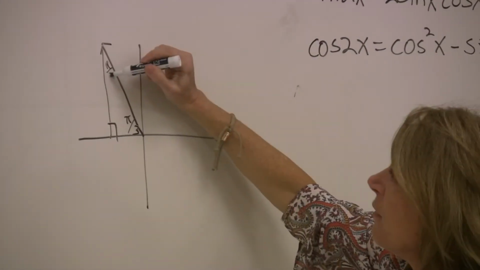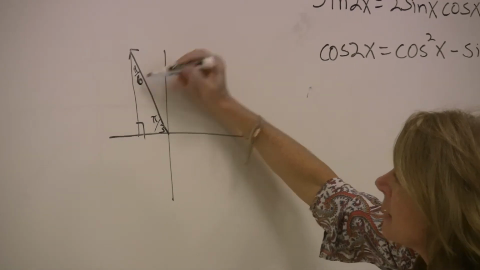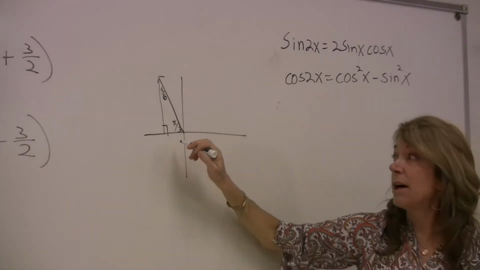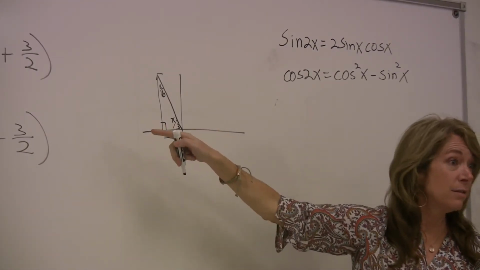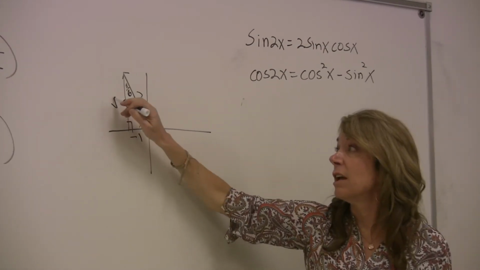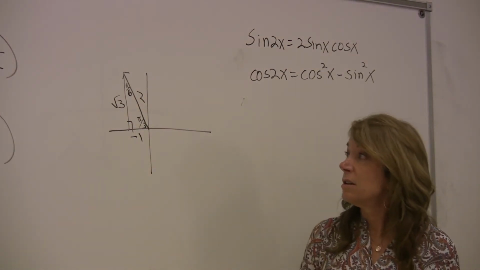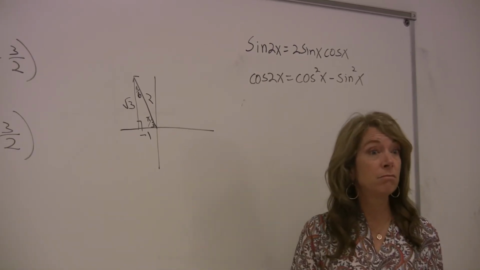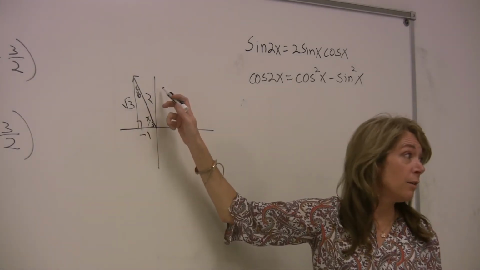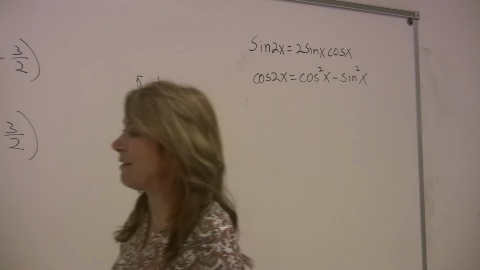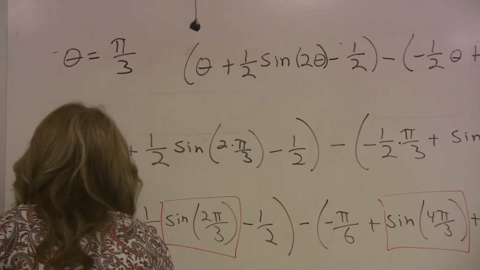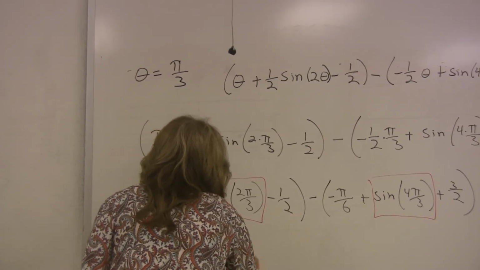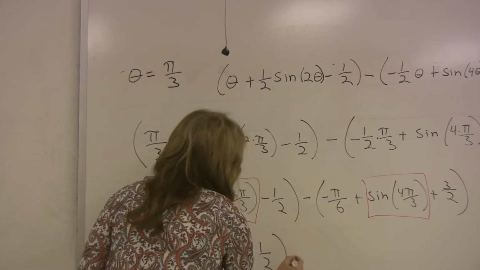You can also tell, even if you don't remember which, oops, pi over 6. If you can't tell, you can at least tell that this is the shorter side, which means this is the 1, and it's actually a negative 1 because we're going left. This is 2, this is square root of 3. So what is the sine of 2 pi over 3? Square root of 3 over 2? The y over the r? So I'm going to put that in right here. Pi over 3 plus 1/2 times square root of 3 over 2 minus 1/2.